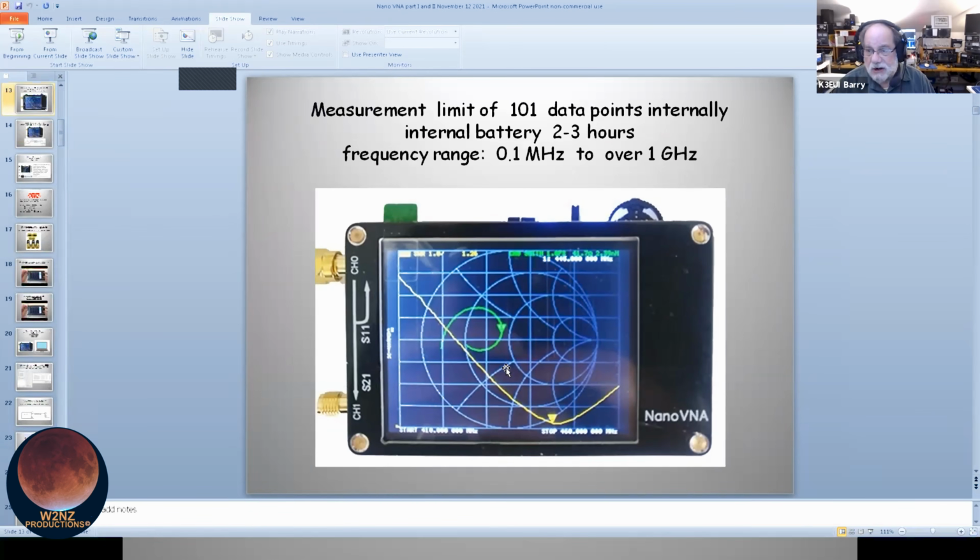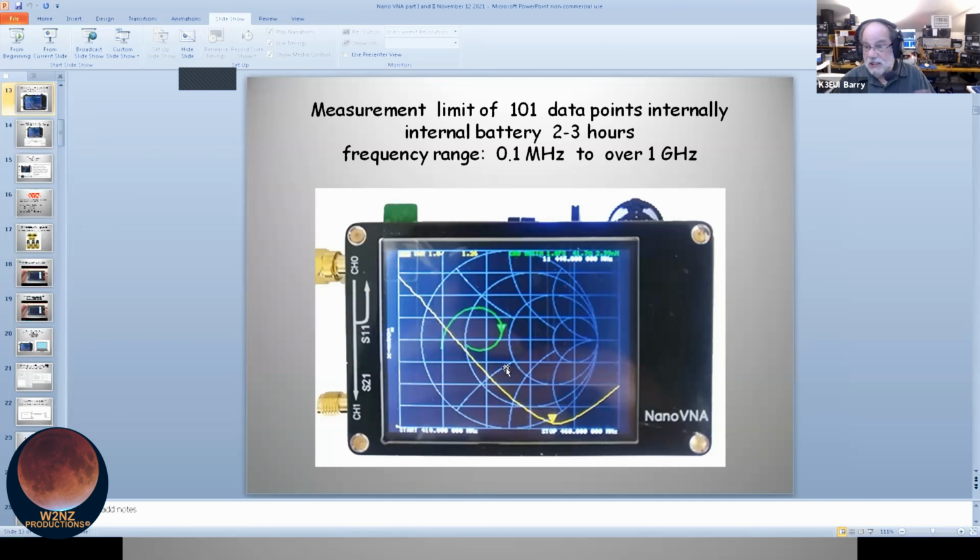I found as I started to learn to use this, one of the limitations is, at least the one I have, a year and a half old, it has internally about 100 data points. So you can't do a wide frequency sweep of an antenna or something, but you can sweep 80 meters, 40 meters, 20 meters. But you can't sweep like 100 to 500 megahertz. You just don't have enough data points built into the machine itself.